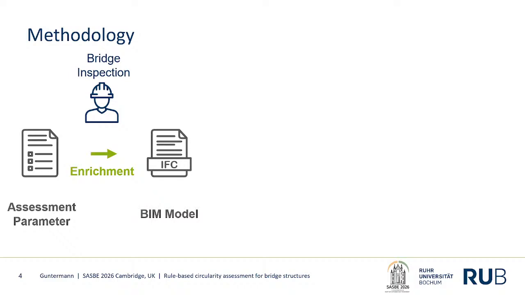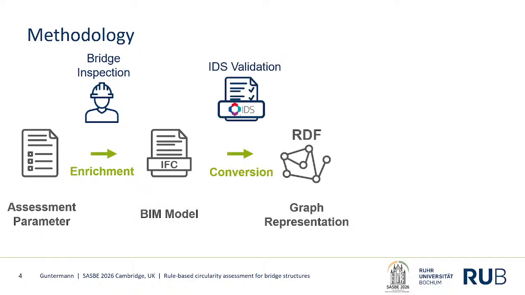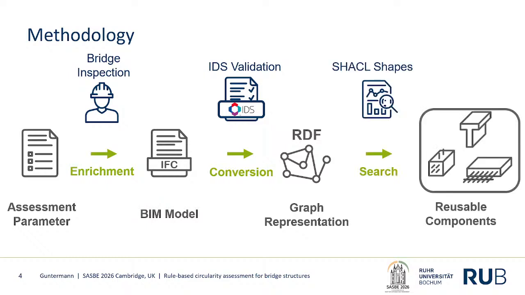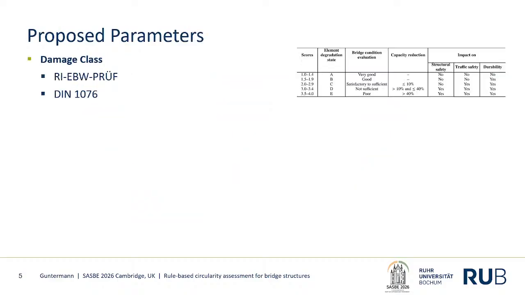And we followed this methodology to do so. First we have the assessment parameters coming from the bridge inspection, and we fill them in a BIM model. After this, we can check the model for completeness with IDS, the information delivery specifications by buildingSMART. And we need to convert the model into an RDF graph representation because we want to perform SHACL shapes. So we want to search in this graph model which components are reusable, defined on our rule-based system.